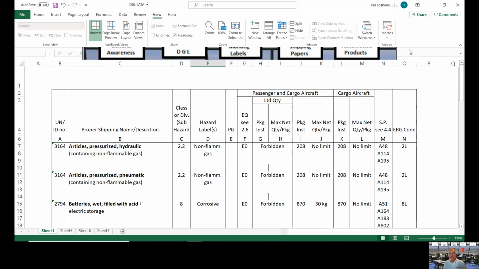So next we're looking at packing instructions. How do we package these things? And here's where it's nice and clean. If we're looking at column I on the packing instructions, this gives you a lot of detail of what to do. Let's just first look at the list, because you do have different ones for different commodities.